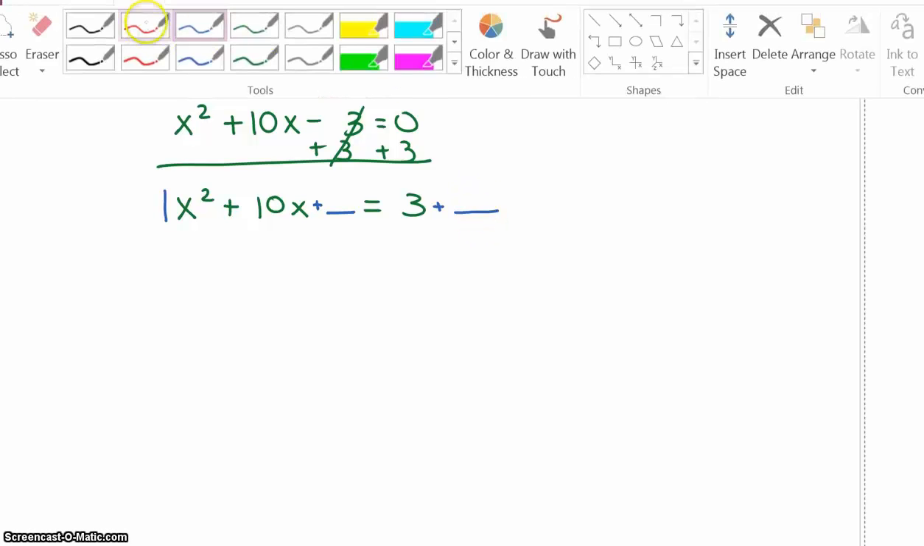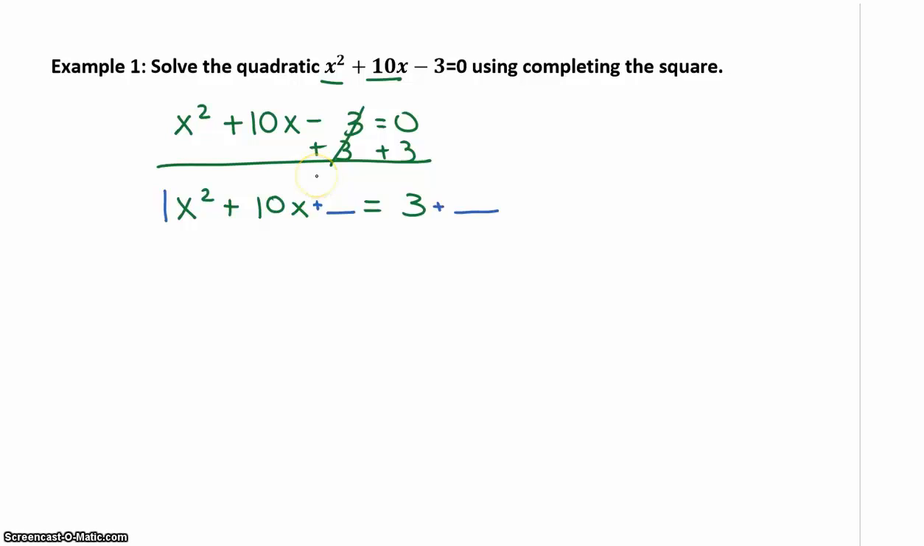The way we find this magic number is by taking the b value, and in this case, the b value is 10. We take the b value, 10, divide it by 2, and square it. The number that we are going to have, which is going to be known as the c value, is now going to be 5 squared, and 5 squared is 25. This will equal c.